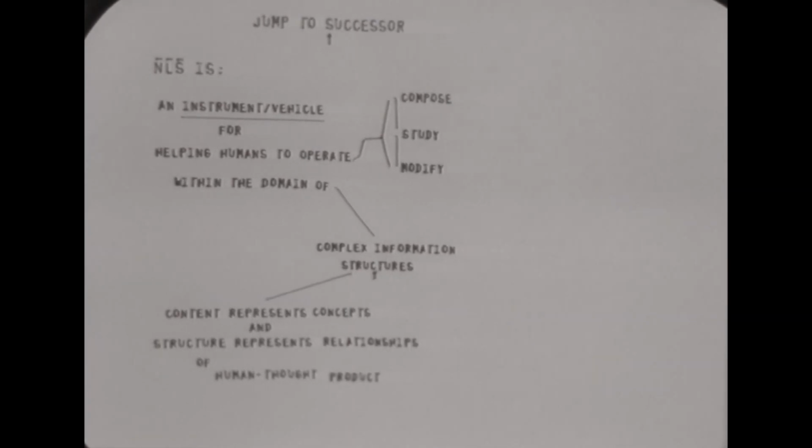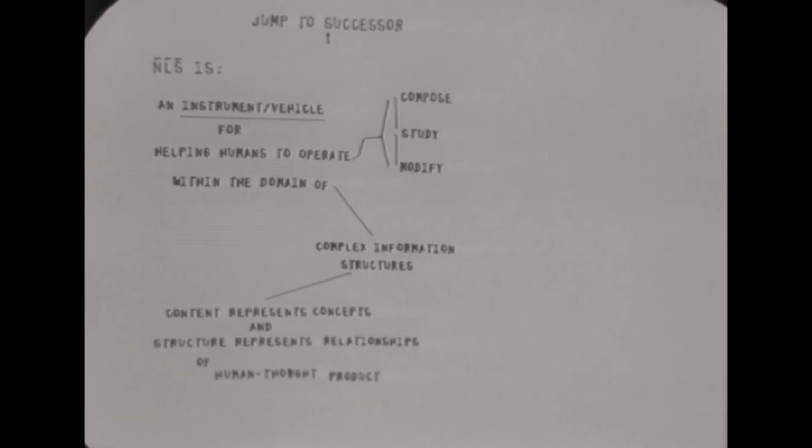Well, what do we mean by operate? Well, compose, study, modify is the place we started now. We know there are many other analytic things you could do, but we want to get around, study, and modify. And then to further information about what does complex structure mean. We're talking about complex structure and emphasizing structure because we say, although the content represents your concepts, there's a structural relationship between that content entities that should represent the relationship between the concepts of human thought.